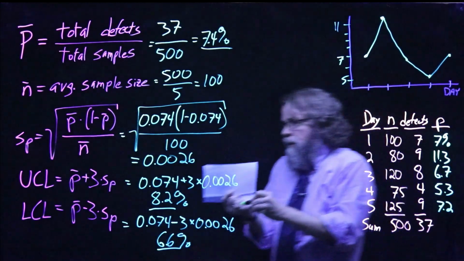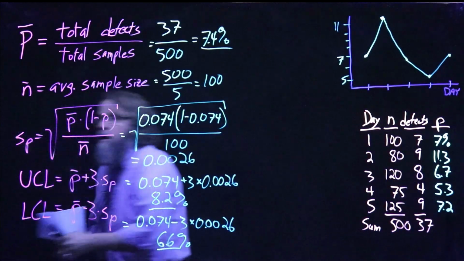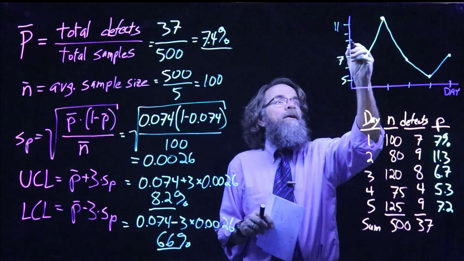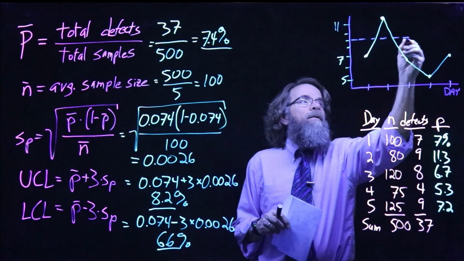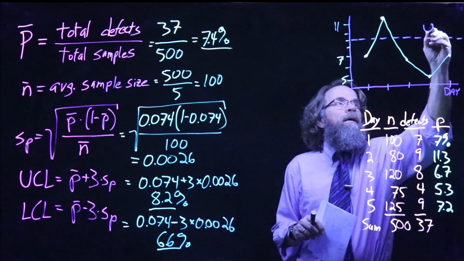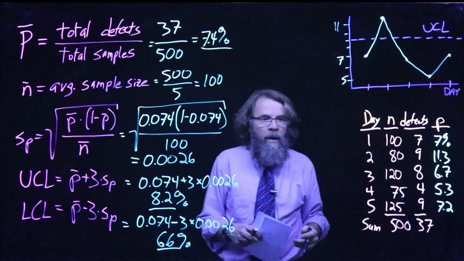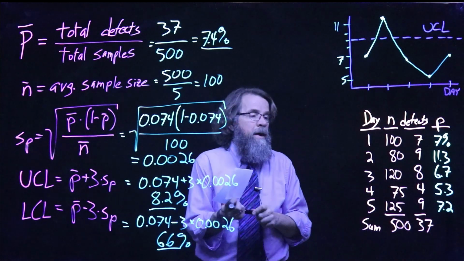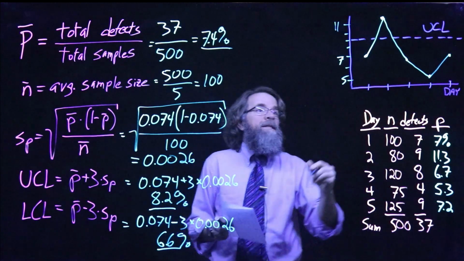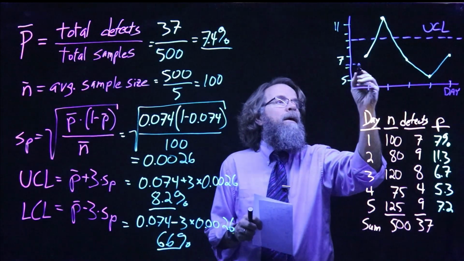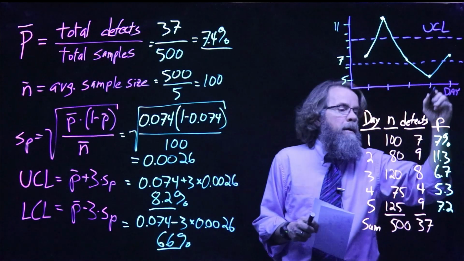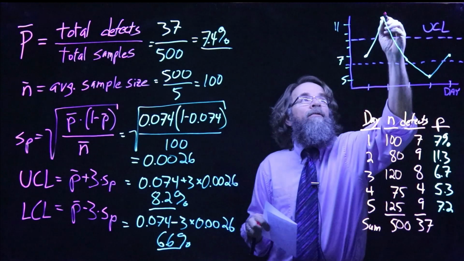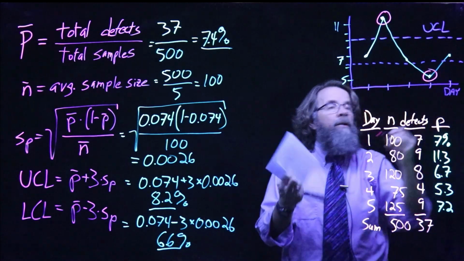So we will connect our data points here, and then we are going to plot our upper and lower control limit. Our upper control limit is 8.2. So here we are with our upper control limit of 8.2, and what you see, of course, is that we have one data point that is above that. Now let's also graph our lower control limit of 6.6. Okay, so we have one point that is above the upper control limit, and we have one point that is below the lower control limit.